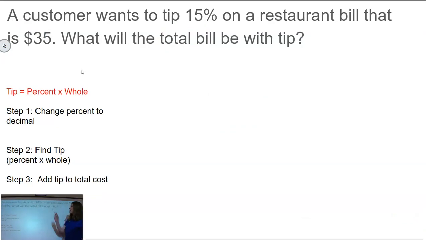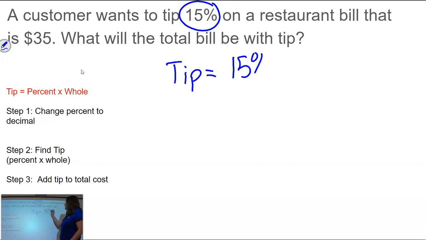Here's our next one. A customer wants to tip 15% on a restaurant bill. That's pretty common; it's usually a 15 to 20% tip. The bill is $35, so you will be paying more than $35 because you have to add that tip on. What will the total bill be with that tip? Remember, your tip equals the percent times the whole. I don't know what my tip is. The percent I'm using is 15%, so tip equals 15% multiplied by 35.